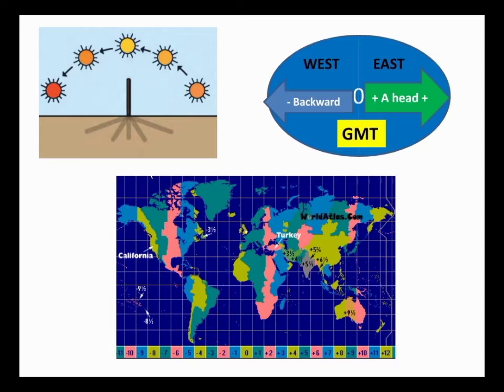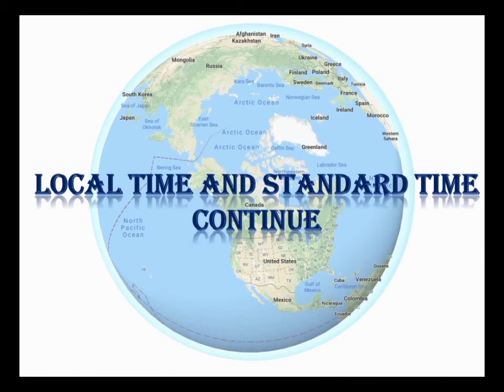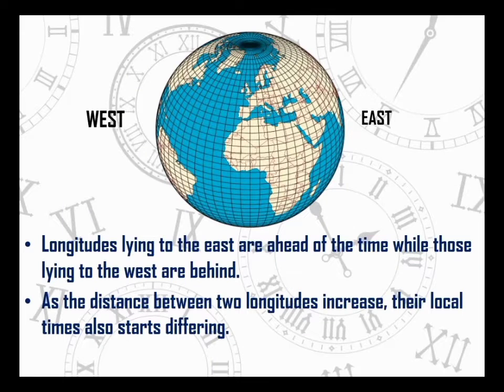How many total longitudinal lines are covered by the earth? There are 360-degree longitude lines. Now let us study the next part of the chapter. So, in which direction does the earth rotate? The earth rotates from westward towards eastward.